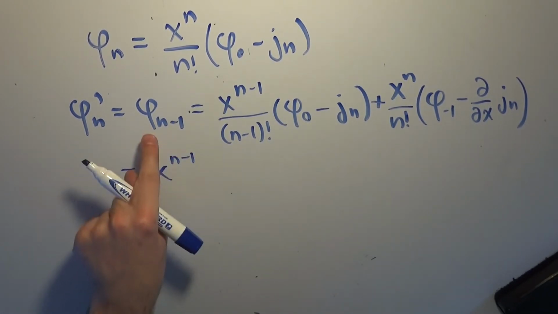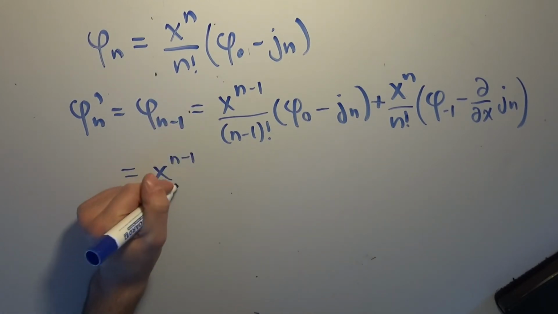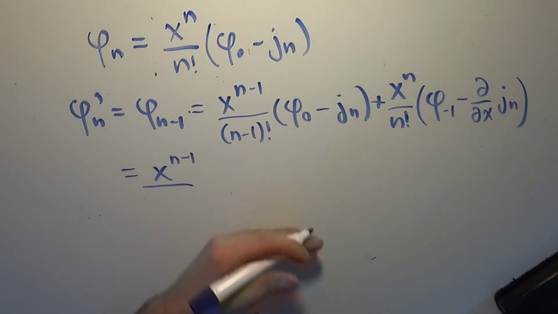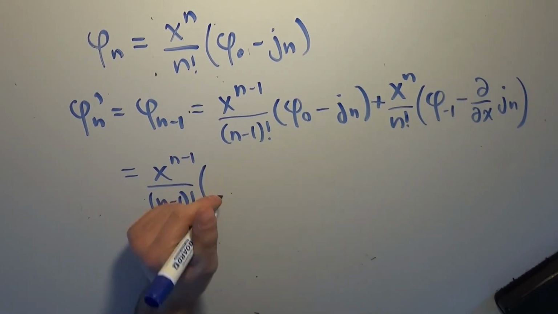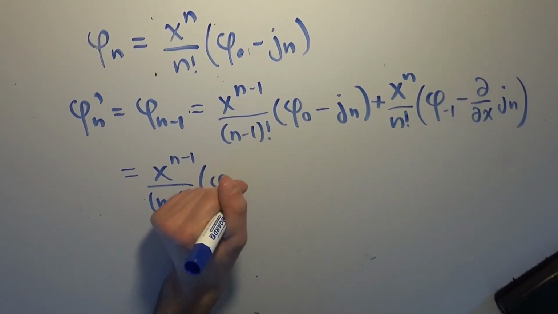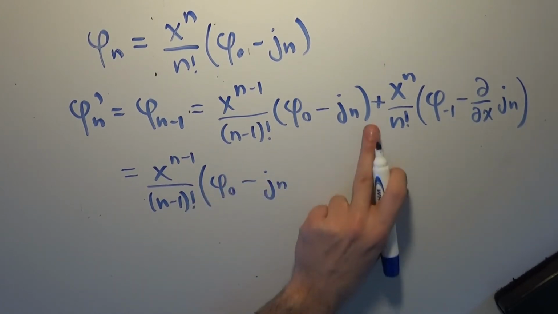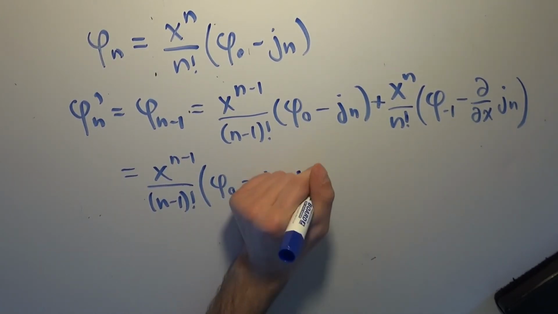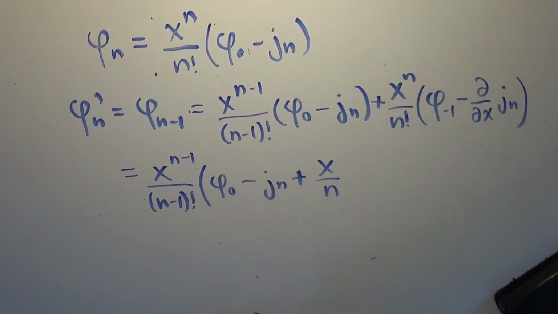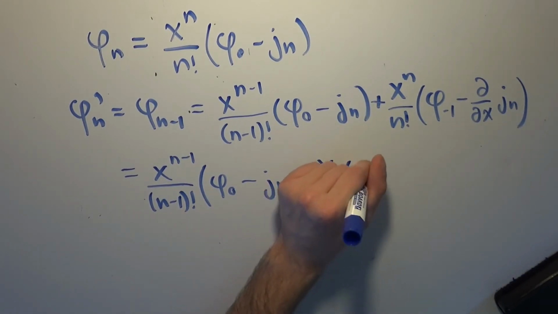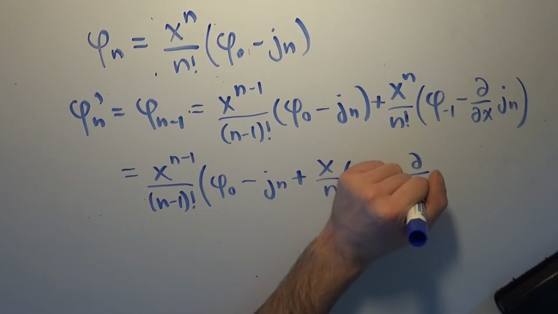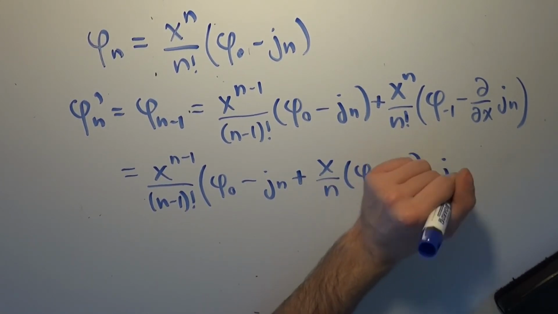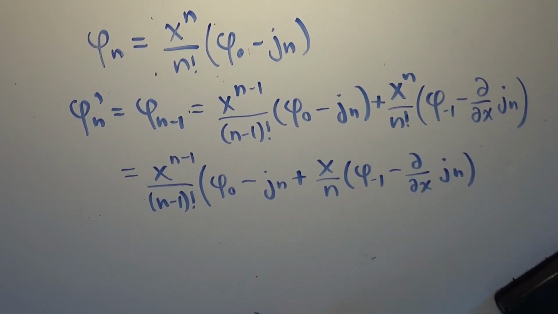The point of this is to try and make it look more like it's in this form here, so maybe we can make some statement about the pieces that are in either equation. So we factor out this term, we're left with phi 0 minus j n plus x over n, because that's what's left over after we've pulled all of this out, x to the n over n factorial, times phi negative 1 minus, again, the derivative with respect to x of the junction function.